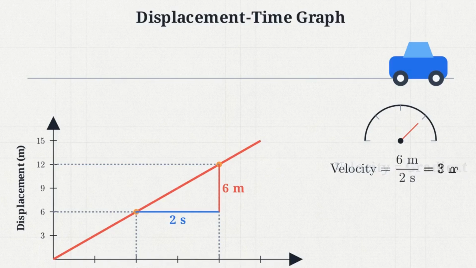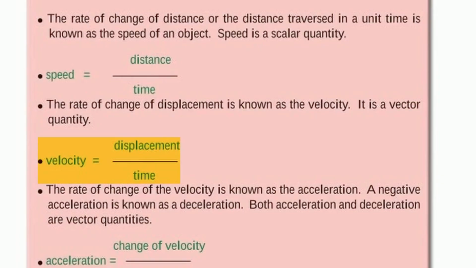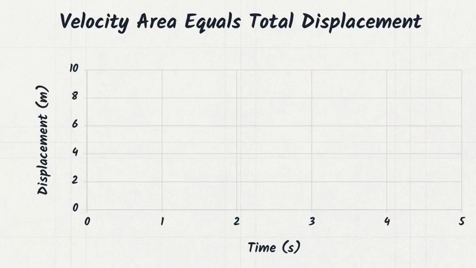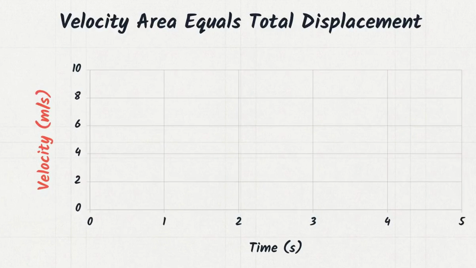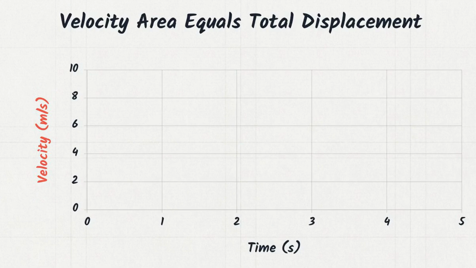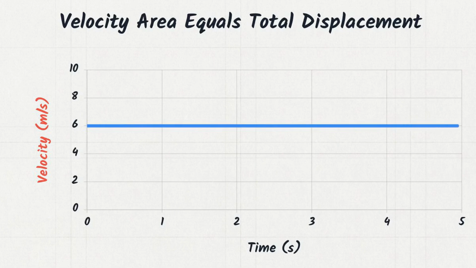Anytime you see a straight angled line on a displacement time graph, it means the object is moving at a constant velocity. We can extract invisible physical properties just by reading the geometry. Before starting your calculations, always check the labels on your axes. This chart's y-axis tracks velocity instead of displacement, changing how we read the data. On this graph, a perfectly flat line indicates a steady speed of 6 meters per second.